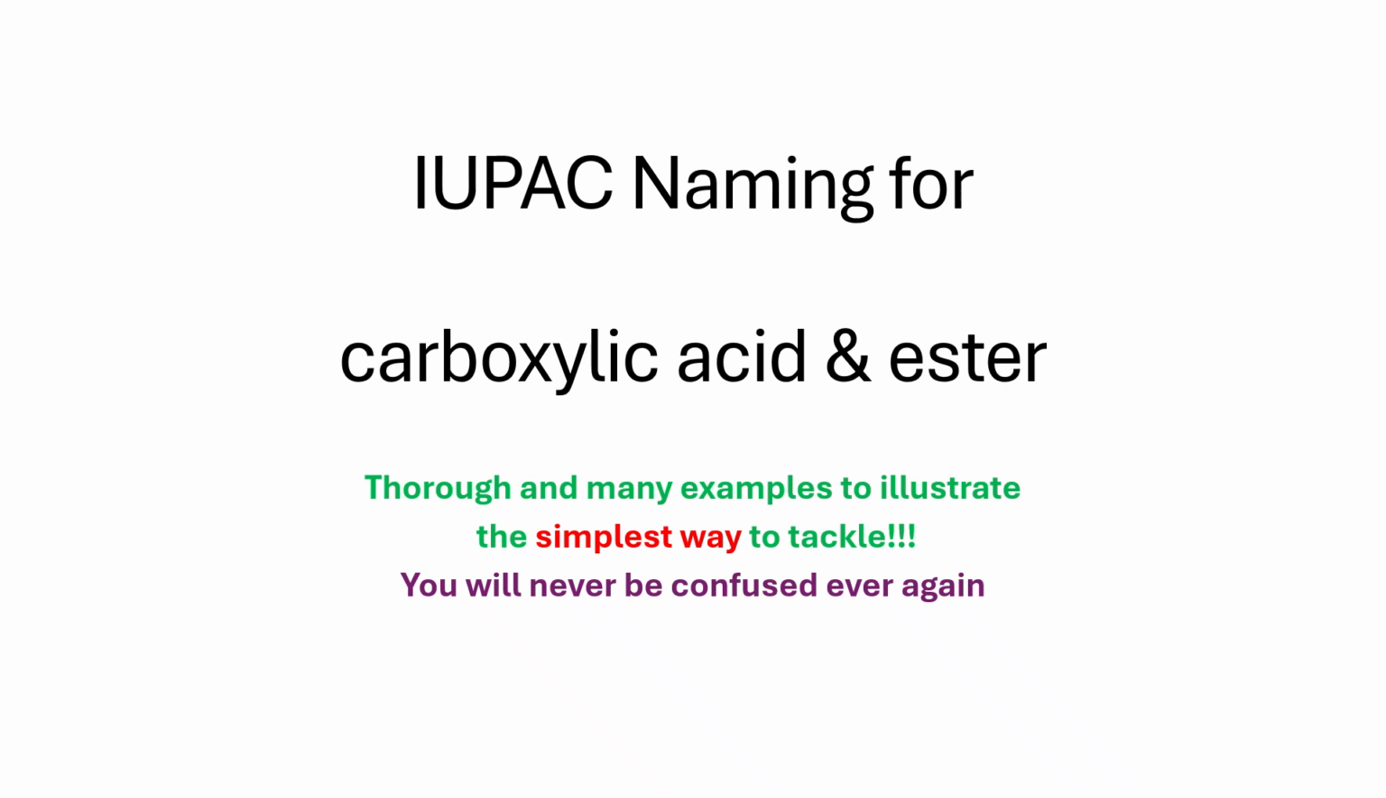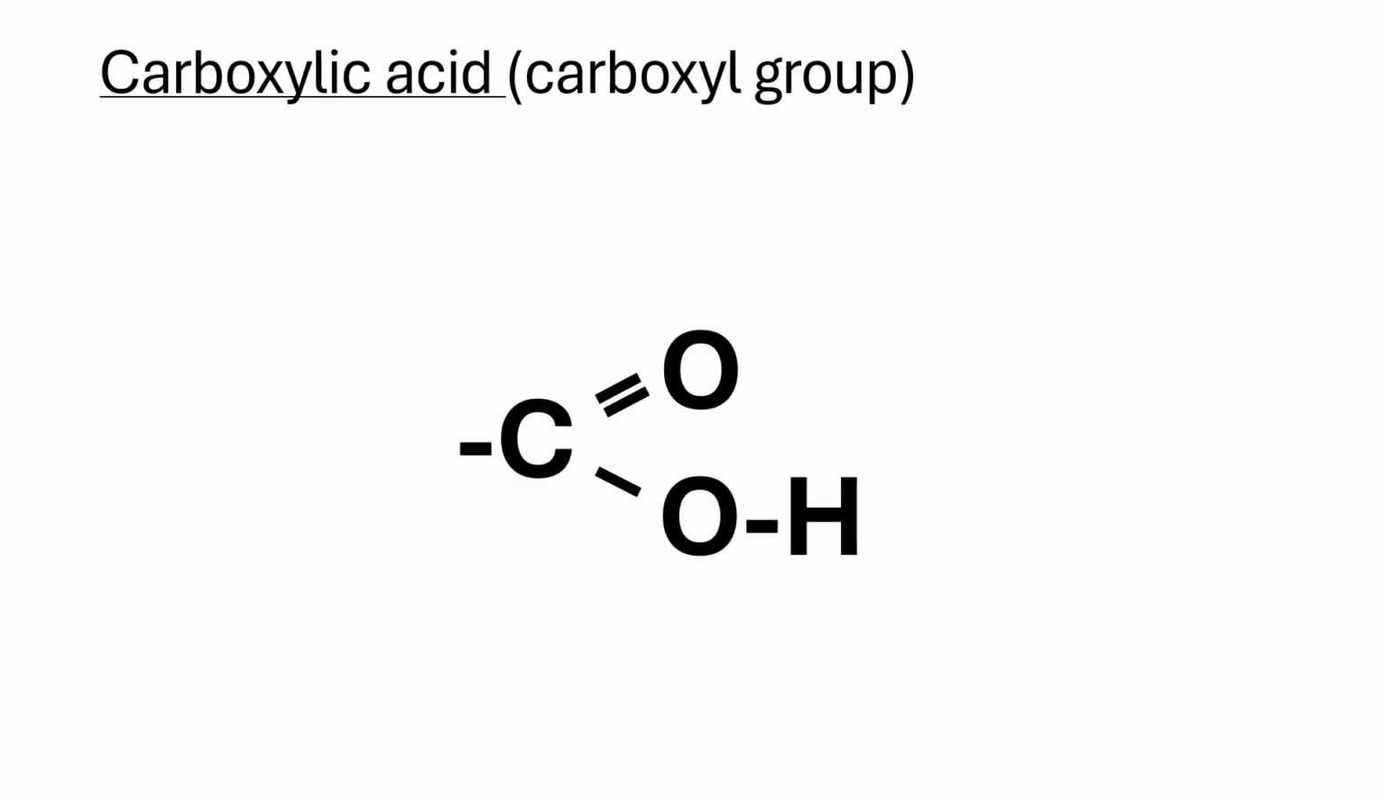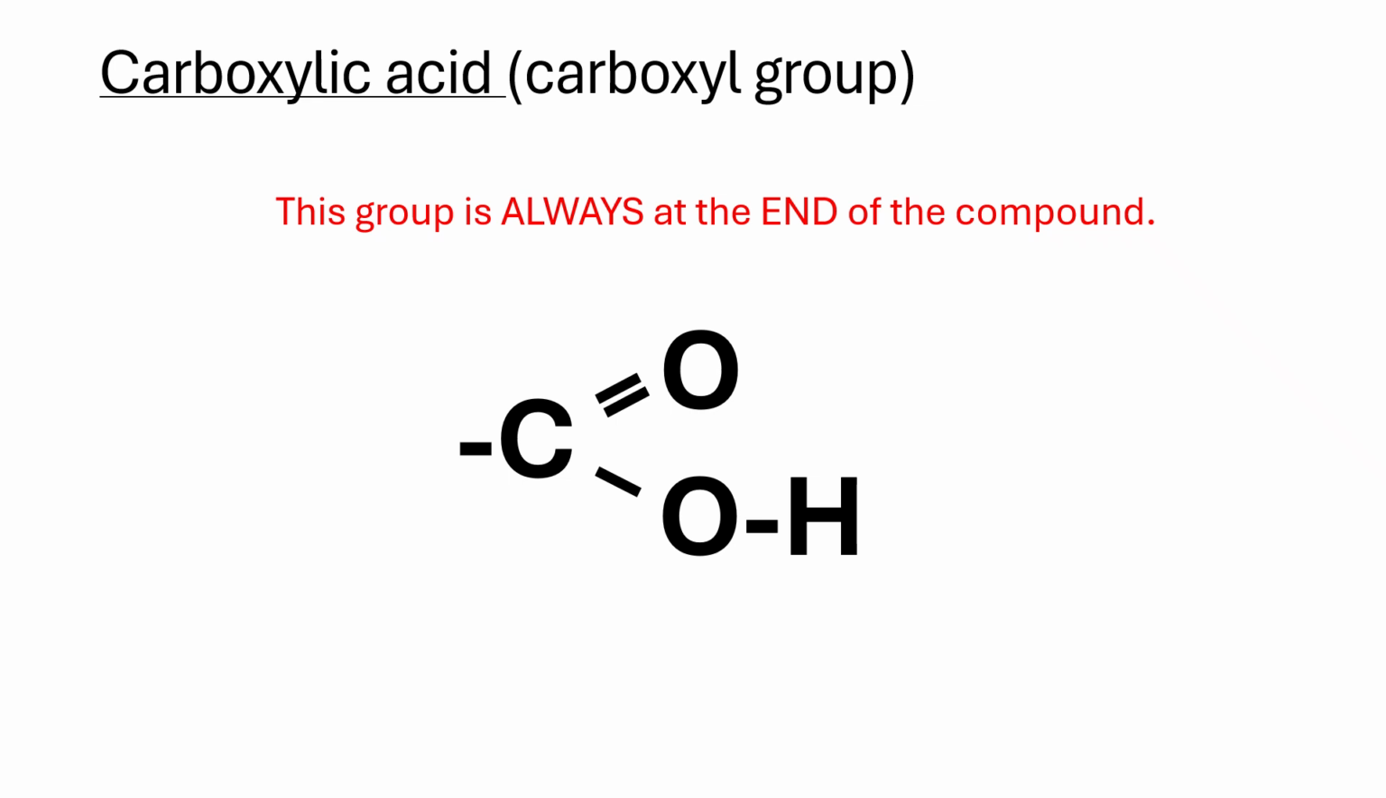In this video, I want to go through the easiest way to draw and name the carboxylic acids and esters. About carboxylic acid is that this carboxyl group has a C=O oxygen, which is called the carbonyl group, but it also comes with the OH group together. So always try to view it as a COOH together, and I'll call it COOH sometimes. And this group will always be found at the end of the chain.